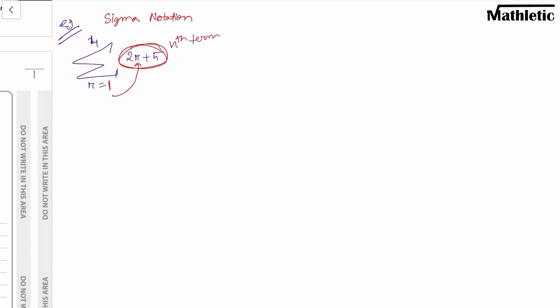When you substitute r equals 1, you get the first term. When you substitute r equals 2, you get the second term. When you substitute r equals 3, you get the third term. As in, whatever value is given here, you substitute it to get the first term and then increase the value of r by 1. So since we need up to 4, you can calculate t1, t2, t3, t4 and add them up, because we need to find the sum.